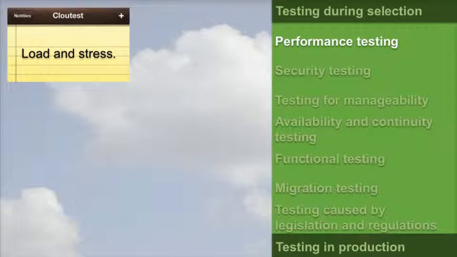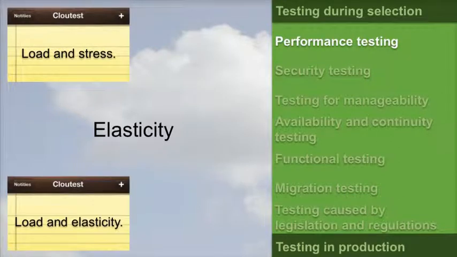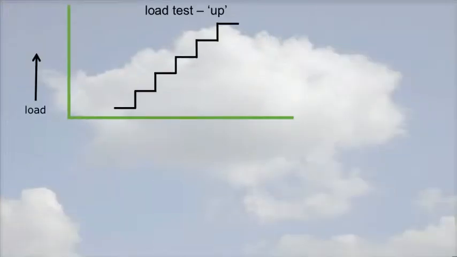So is stress testing not applicable to cloud service then? Well, yes, but in another form. It's testing elasticity. Rapid elasticity is a mechanism that provides the customer of cloud services with the opportunity to accommodate growth. And we combine load testing with elasticity testing, and that can be done as follows.